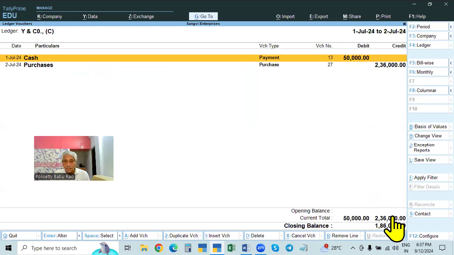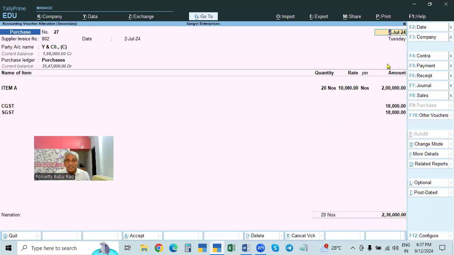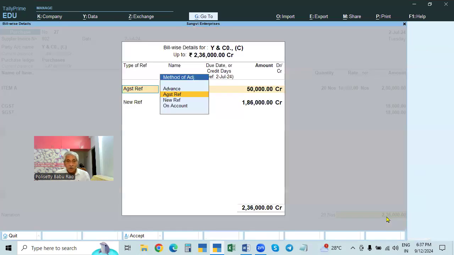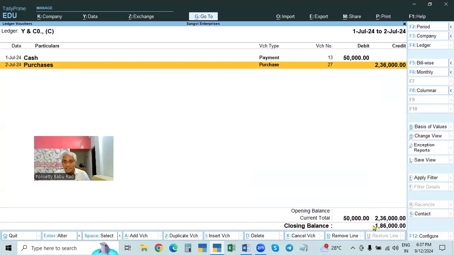So what is the new reference? 1,86,000. That will be the balance. So 1,86,000 is the new reference. That is the amount outstanding. That is why 1,86,000 rupees is the amount outstanding. And later, when you are making the payment, you have to make the payment of 1,86,000 only.